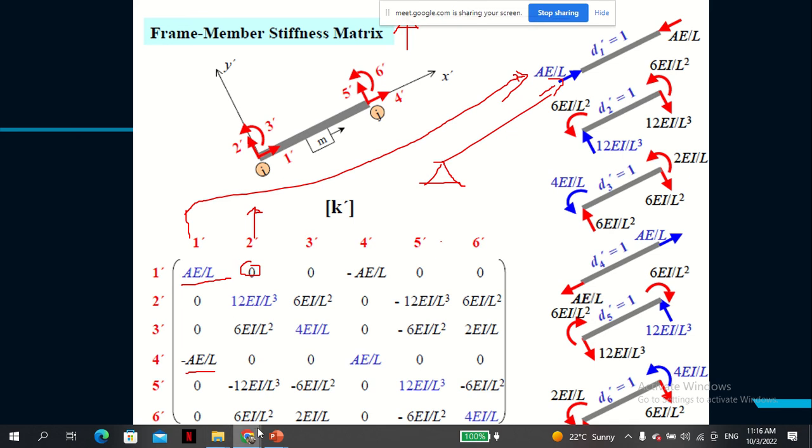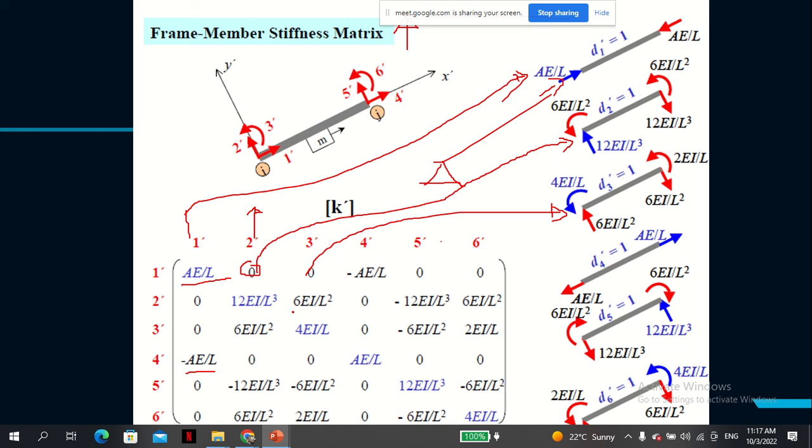And so this is how we derive the second column. Now the third column is related to moment. Again, when you apply a moment, it affects vertical forces as well. So again, you see these two rows have values.